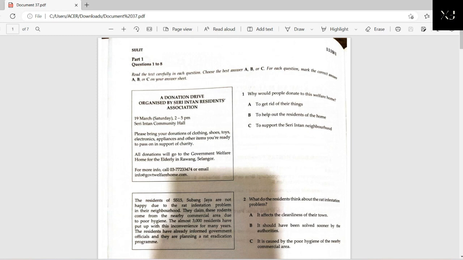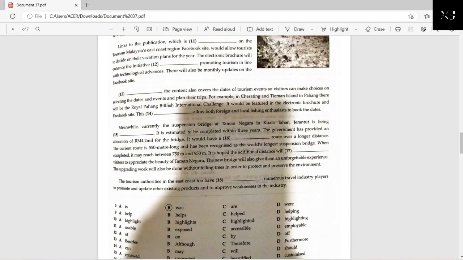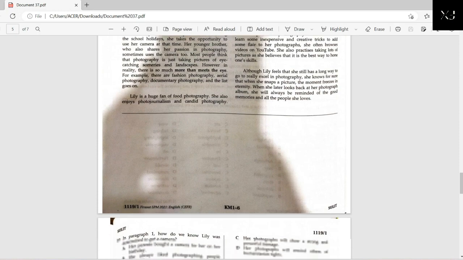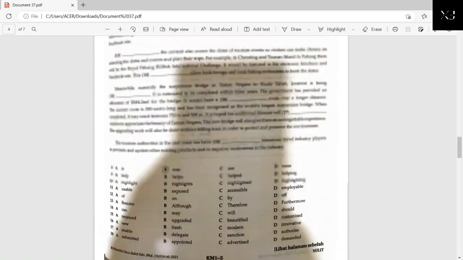Okay, so I think I will divide this video into 5 parts. So what you must know before that is your paper 1, you have 5 parts. Part 1, as you can see, is these objective questions. Part 2 would be error corrections. Okay, again, it's objective questions. Part 3, a comprehension. And then part 4 would be this fill in the gap text. Okay, so yeah, this video will be divided into 4 parts.